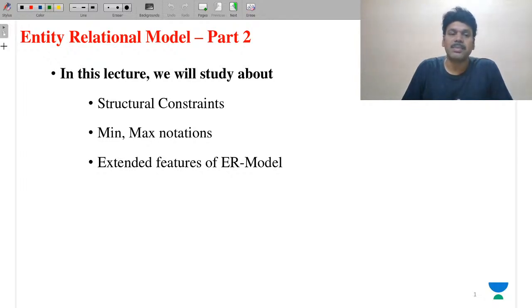Today we are going to learn about very important things, that is structural constraints, min-max notations and extended features of the ER model. So what constraints are available especially in ER? We know one of the drawbacks of the ER model is that you cannot implement all the constraints at a time, because the drawback of the ER model is limited constraint specification. So what are the limited constraint specifications? What constraints are available? We will look into this in part 2 of the entity relational model.